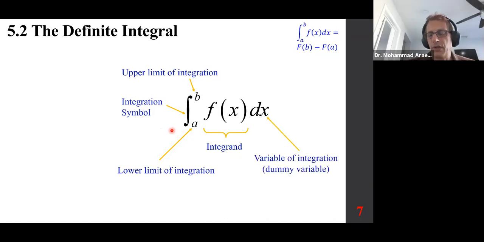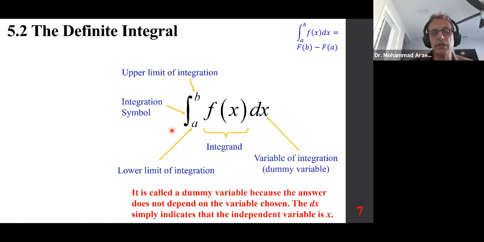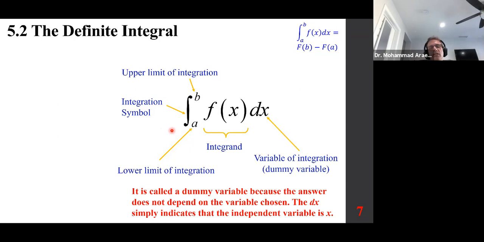Integrand, the function we are integrating. Now this is a dummy variable. What does it mean? It's called a dummy variable because the answer doesn't depend on the variable chosen. The dx simply indicates that the independent variable is x. And this whole thing is called a definite integral because it gives you a number.